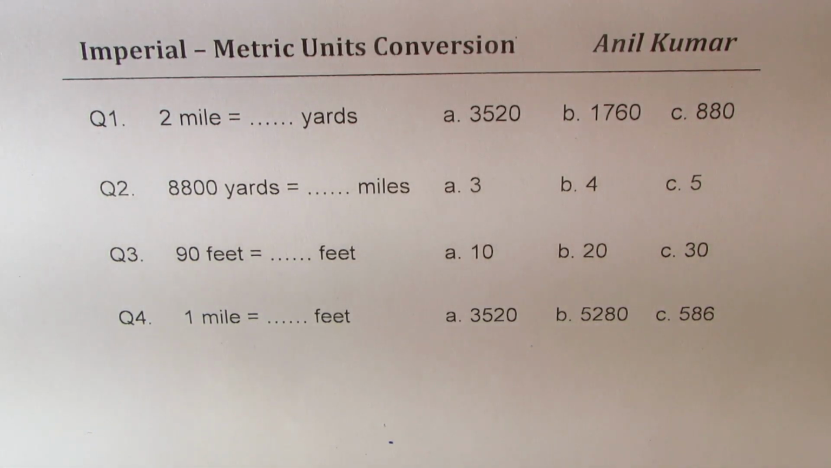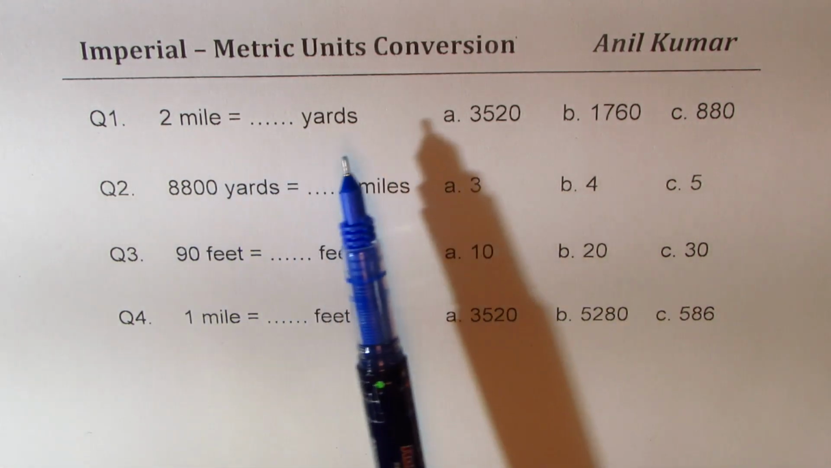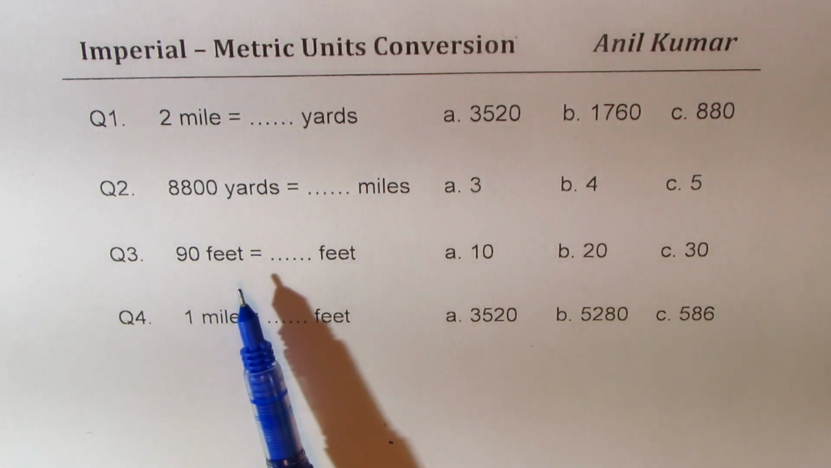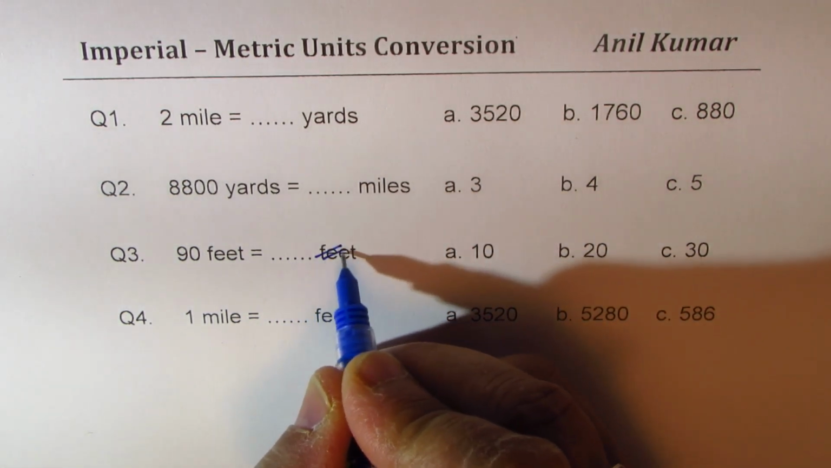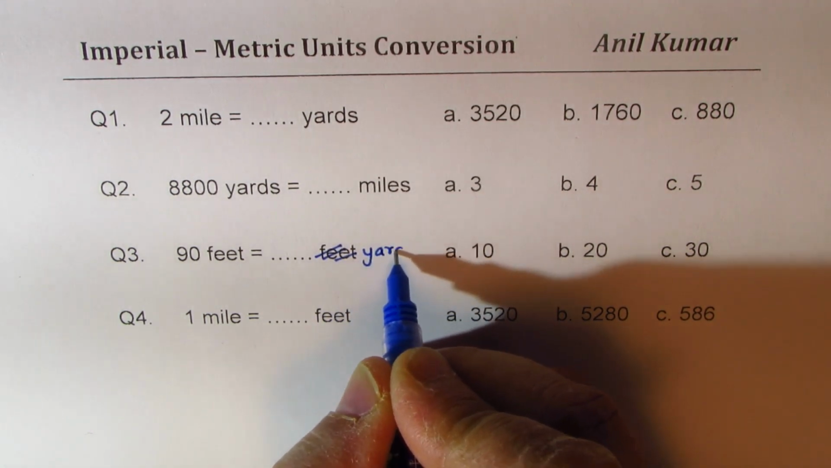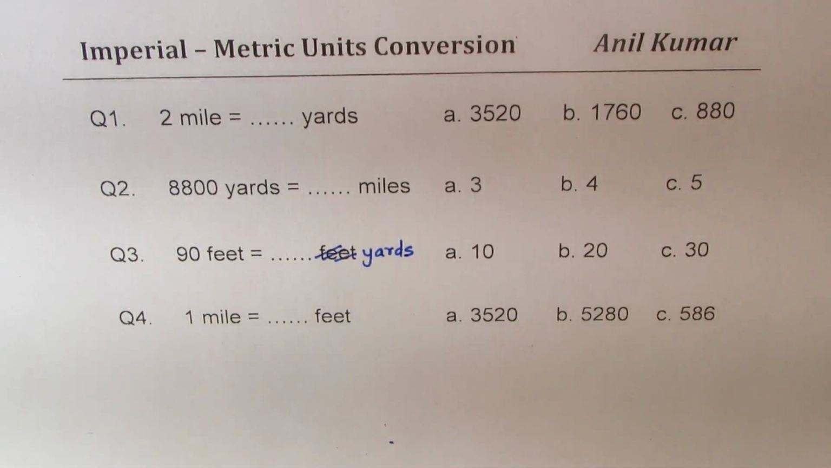We'll first consider imperial units and then we'll take up an example where we'll convert imperial to metric and metric to imperial. Here we have 4 questions. You can pause the video, copy these questions, answer, and then look into my suggestions. We need to convert from miles to yards, yards to miles, feet to feet. That is a typing error. Let me write this as yards. And miles to feet. So it's a multiple choice question.